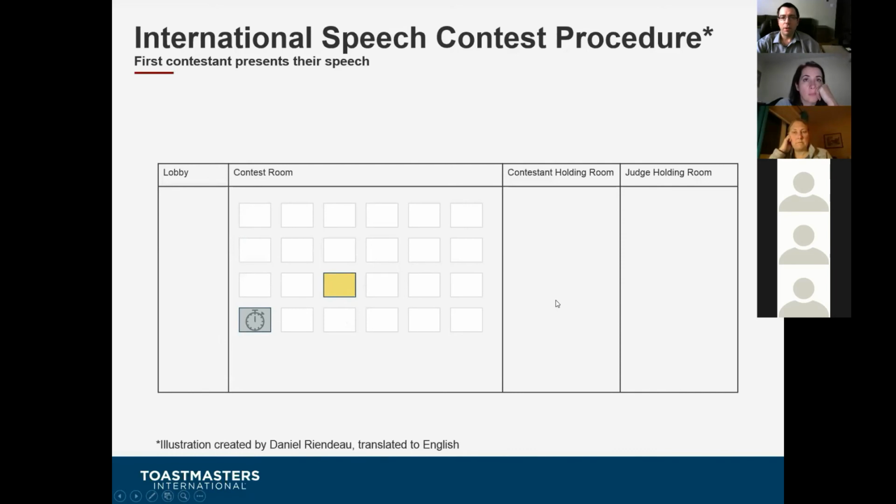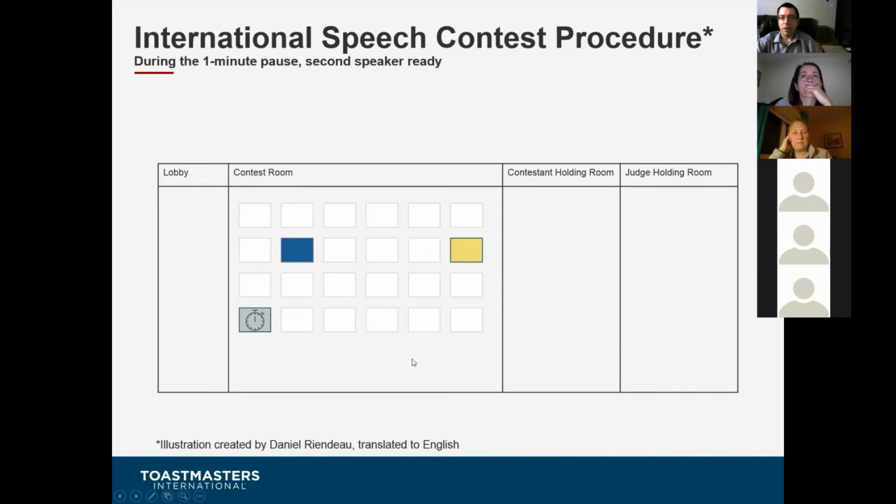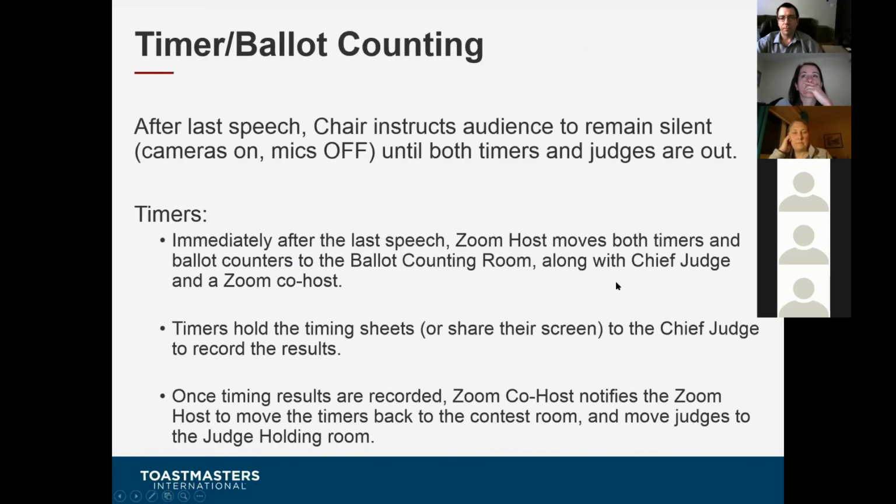They do their 5 to 7 minute speech, after which everybody turns on their cameras, applauds for 10 seconds, and the judges get 1 minute to fill the ballots. And after that, cameras off, speaker number 2 is ready to go, and they repeat the whole process. So pretty straightforward, and once you practice it a few times, it's really not that difficult.